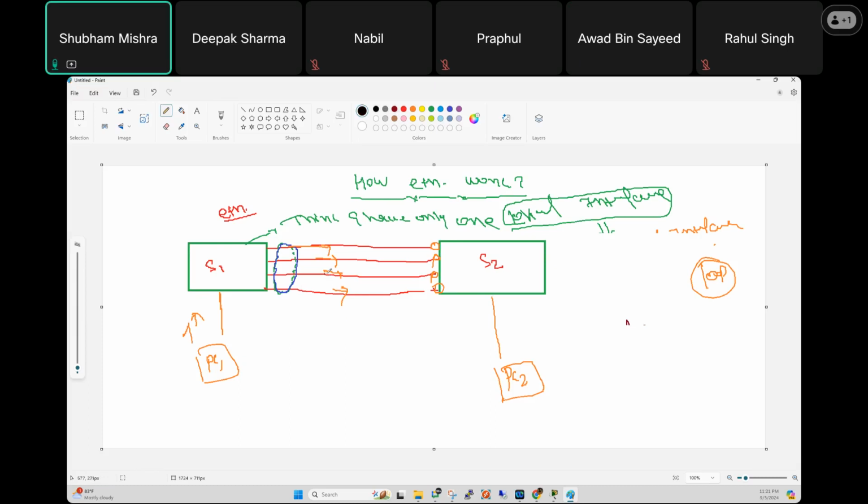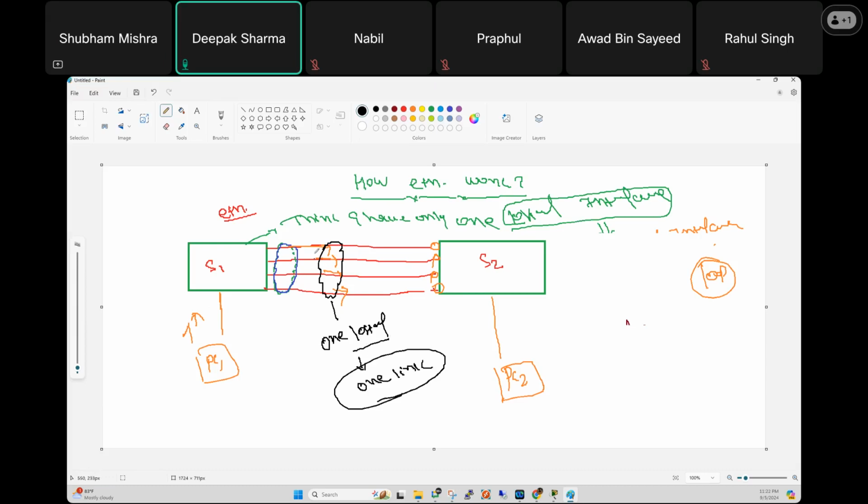Guys, tell me one thing. Right now, I told you when you configure the EtherChannel, all four physical links convert into how many logical links? One logical link. It means now switch number 1 will forward your packet through only one link, guys. One link, not all four links. Getting my point, everyone? Do you understand?